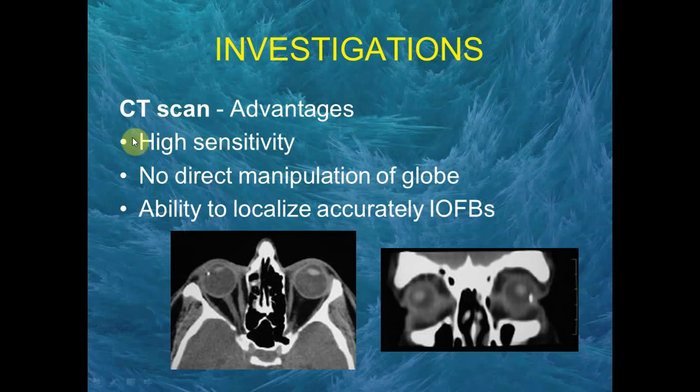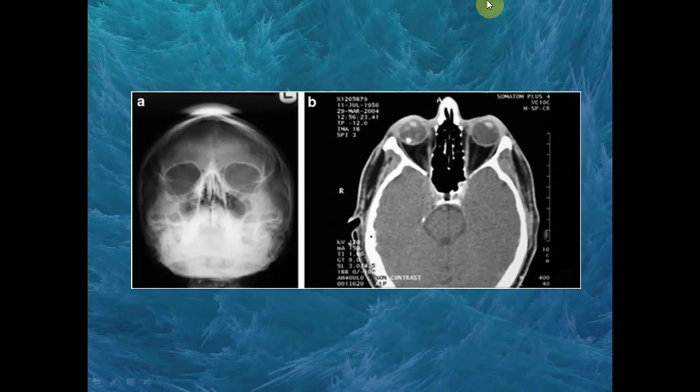The next investigation is the CT scan, which is said to be a highly sensitive modality. Here we are not manipulating the globe, which is done in the case of a B scan, which I'll be talking about later. And it can accurately localize any form of intraocular foreign body. So what we see here is a CT scan, and you can see a foreign body right here, and in the second picture, a foreign body can be seen here. So this is another important mode of investigation. Here is a CT scan showing a foreign body in the posterior part of the eye.